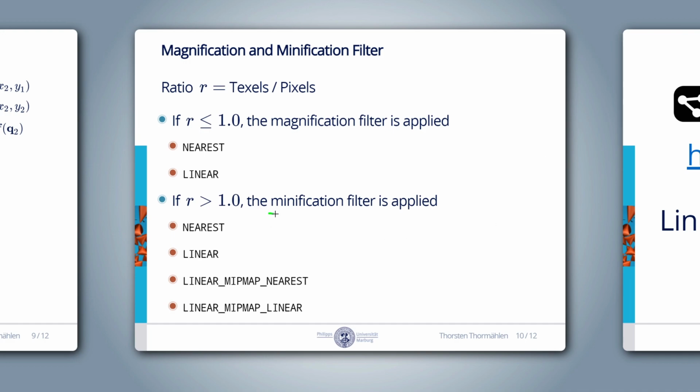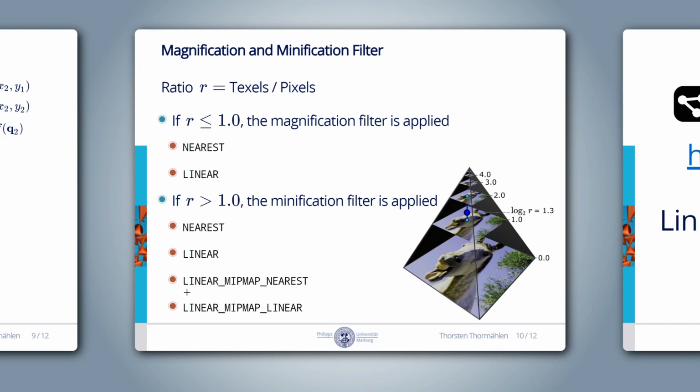Let's talk about the minification filter. We have covered nearest neighbor and bilinear interpolation. We still have to talk about linear mipmap nearest and linear mipmap linear. Linear mipmap nearest means that mipmaps are used and that the used mipmap level is determined by the nearest neighbor. We know that the binary logarithm of the ratio of texels to pixels gives us a suitable mipmap level. Let's assume this value is 1.3. Then the nearest mipmap level would be level 1. And the pixel value would be determined by the bilinear interpolation within level 1.